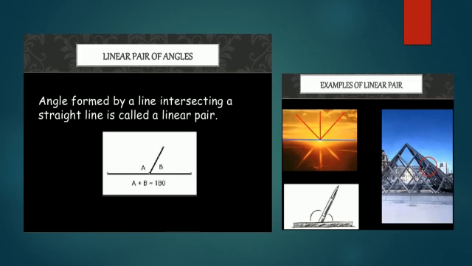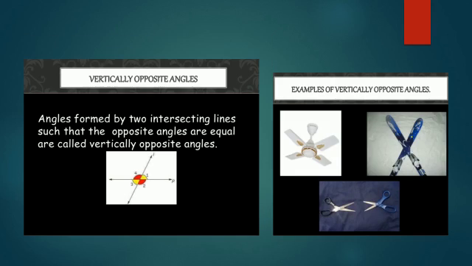Linear pair of angles. Angle formed by a line intersecting a straight line is called a linear pair. That is, A plus B equal to 180 degree. Examples of linear pair are sun rays and pen stand.